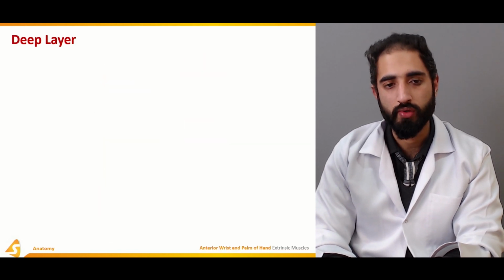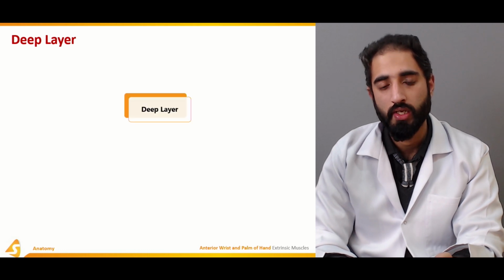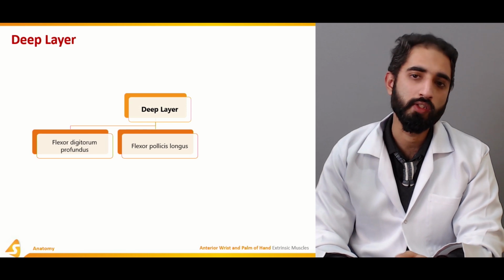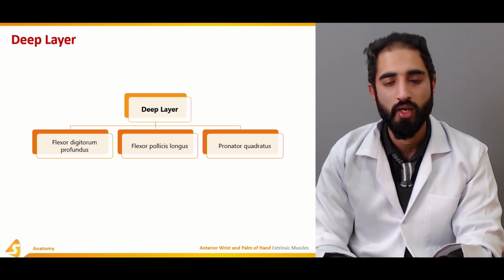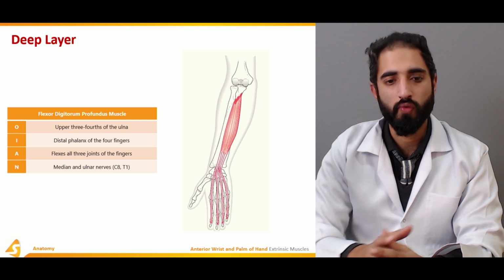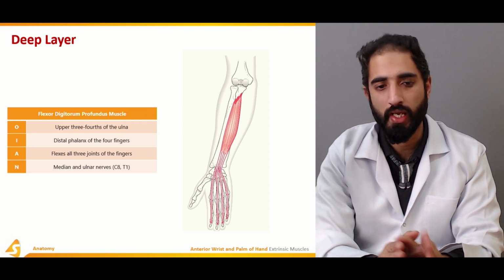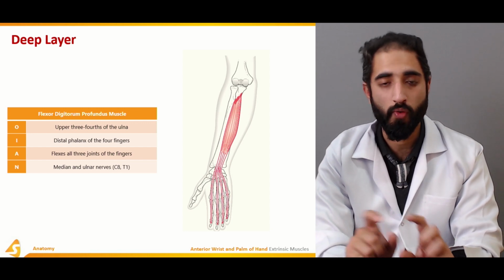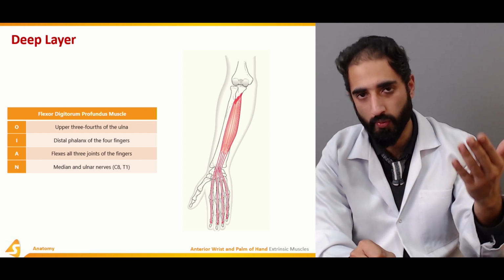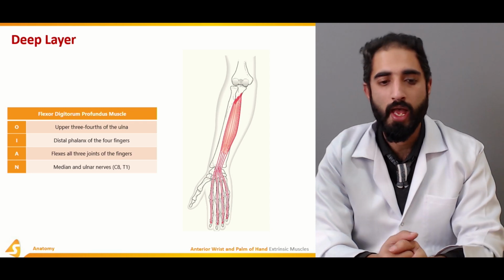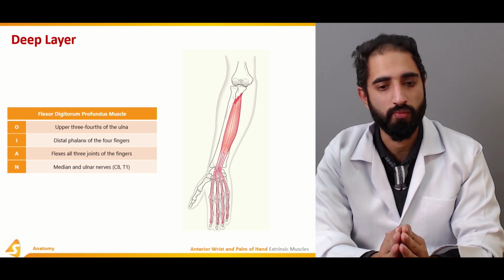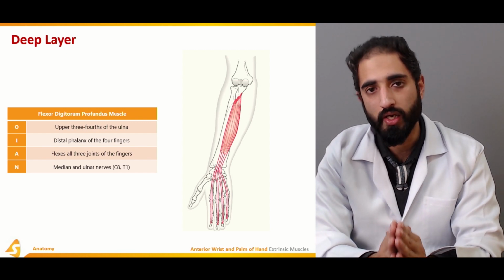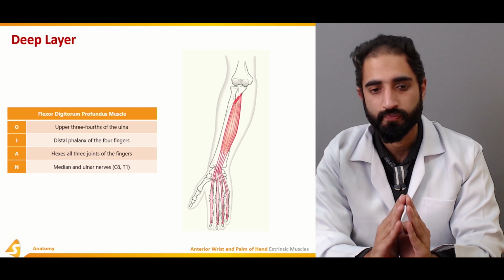Now talking about the deep layer of the muscles, in the deep layer we have the flexor digitorum profundus, the flexor pollicis longus, and the pronator quadratus. Flexor digitorum profundus is once again just like the flexor digitorum superficialis, but the name is profundus, which means deep, while superficialis is superficial. The nerve supply is the median nerve, but it is also supplied by the ulnar nerve, and the nerve roots include C8 and T1.